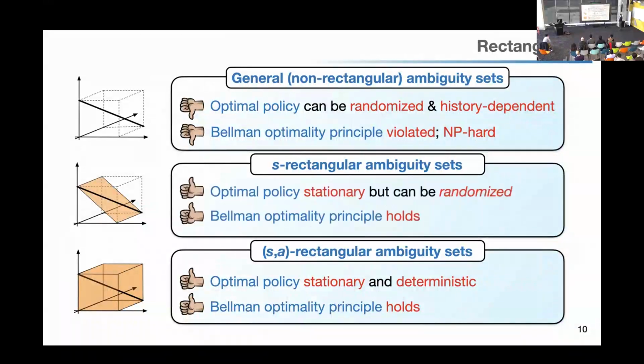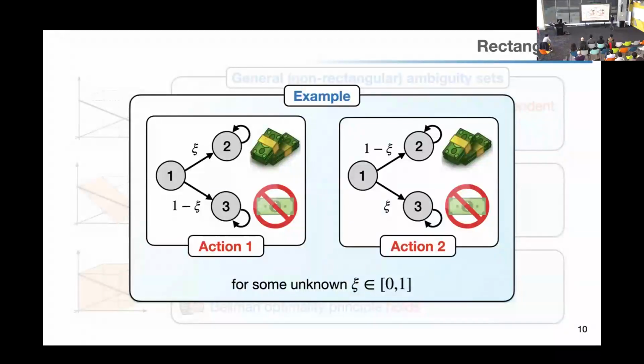It turns out that under S-rectangular ambiguity sets, the optimal policy is guaranteed to be history independent, but it might be randomized. Perhaps more importantly, the Bellman optimality principle continues to hold, so there's hope that we can actually perform reasonably efficient computations under S-rectangular robust MDPs. Actually, if we get back to this example, it turns out that this is an example of an S-rectangular robust MDP. So under S-rectangularity, we would indeed find the optimal policy here, which is the randomized policy.